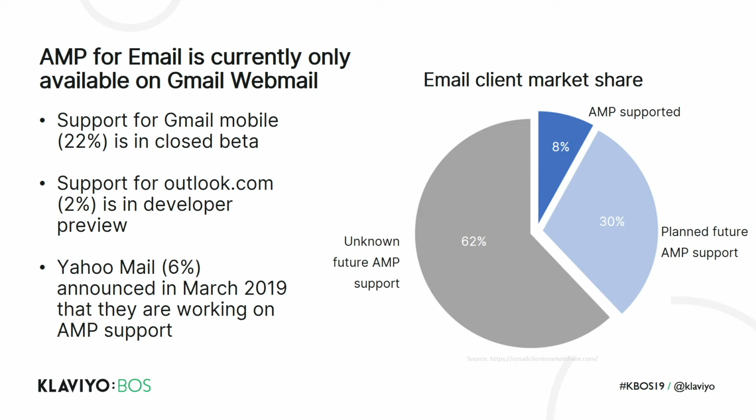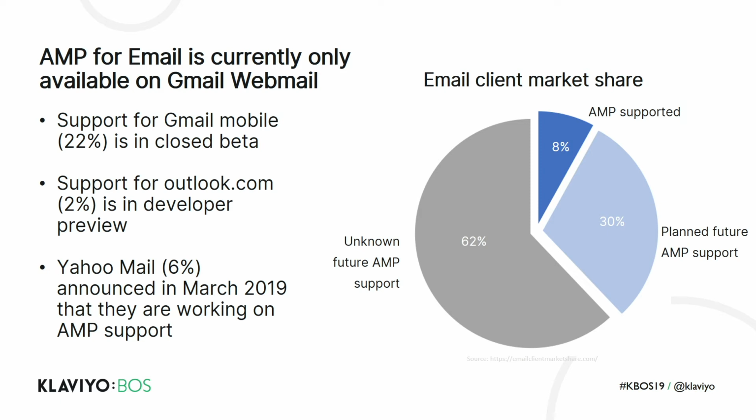But there is more support planned in the pipeline. So Gmail Mobile, which accounts for another 22% of the pie, is currently in a closed beta. We haven't been able to get our hands on it yet, but there's an AMP conference every March where they tend to announce big things, so keep an eye out for it. Also, Outlook.com, which is different from the desktop app, does also have AMP support in a developer preview. That's another 2% of the market.